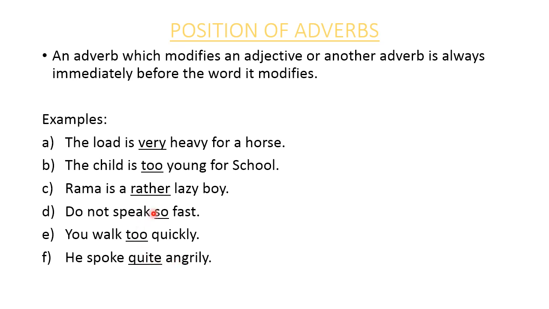So these are all your adverb words. Where does the adverb come? Adverbs come just before an adjective or a verb, just before the word they have modified. So an adverb which modifies an adjective or another adverb is always immediately before the word it modifies. So now don't get confused about which word is the adverb. It is just before the adjective or another adverb. Is that clear to everyone? Shall we move to the next slide? Okay.